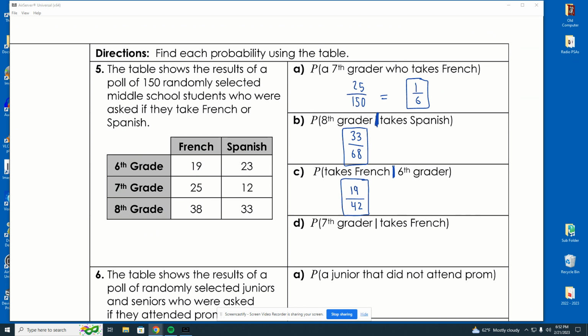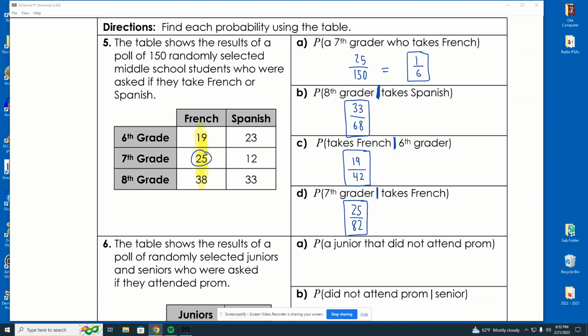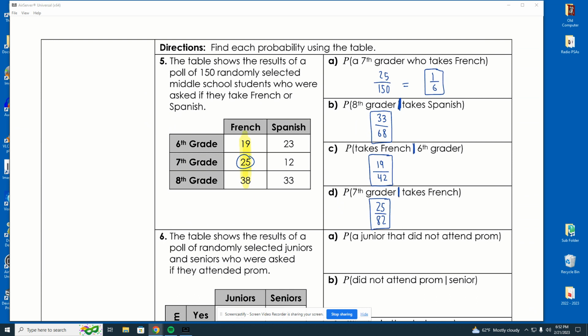It's real simple. The next one says the probability of a 7th grader, given that they take French. So we're focused only on this category of people who take French. So add those up. That's 19 plus 25 plus 38. I think that's 82. Of those 82, how many are 7th graders? 25. 25 out of 82. I don't think that one simplifies either. So 25 out of 82 is my answer. See, given that narrows your focus. Since A did not have a given that, it didn't narrow my focus.